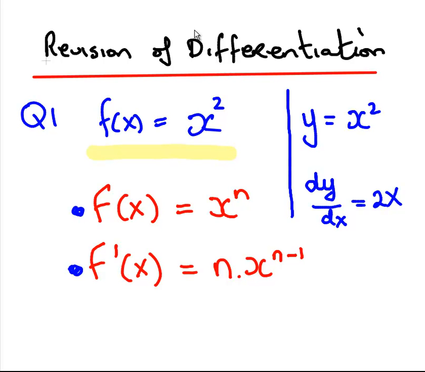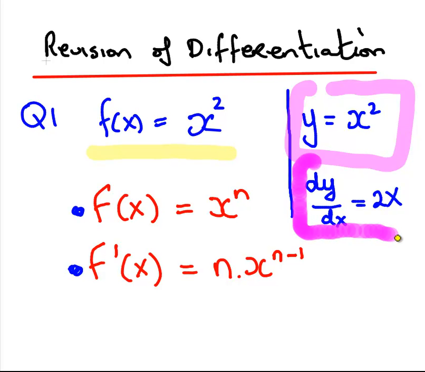So what I'm going to do here is 9 questions, and the first question is f of x equals x squared. Just a remark, there's an alternative notation: y equals x squared is how we might also formulate this, and we would write the derivative in terms of y as dy over dx. In this case, the answer is 2x.